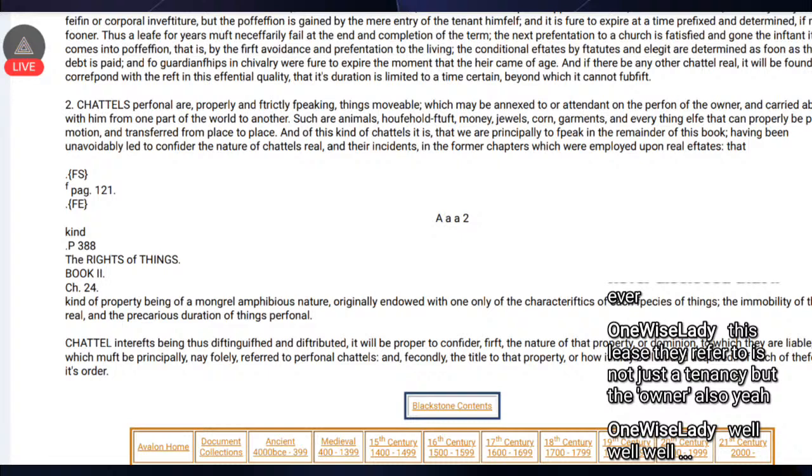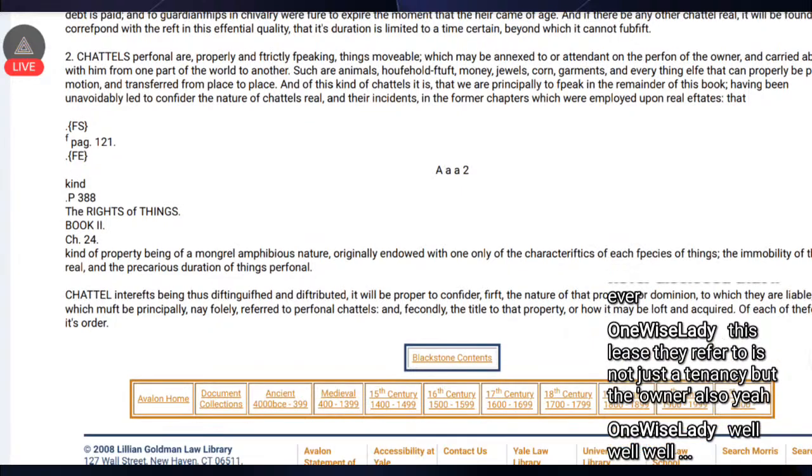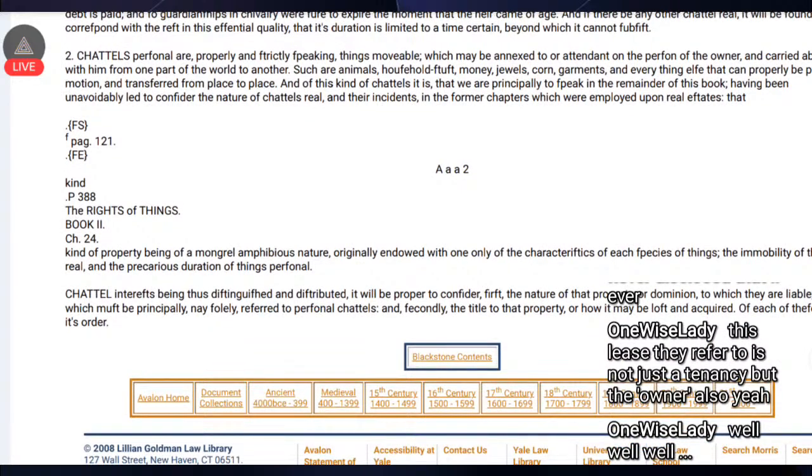Chattel interests being thus distinguished and distributed, it will be proper to consider, first, the nature of that property or dominion to which they are liable, which must be principally, nay, solely, referred to personal chattels, and secondly, the title to that property, or how it may be lost and acquired. Of each of these in its order.